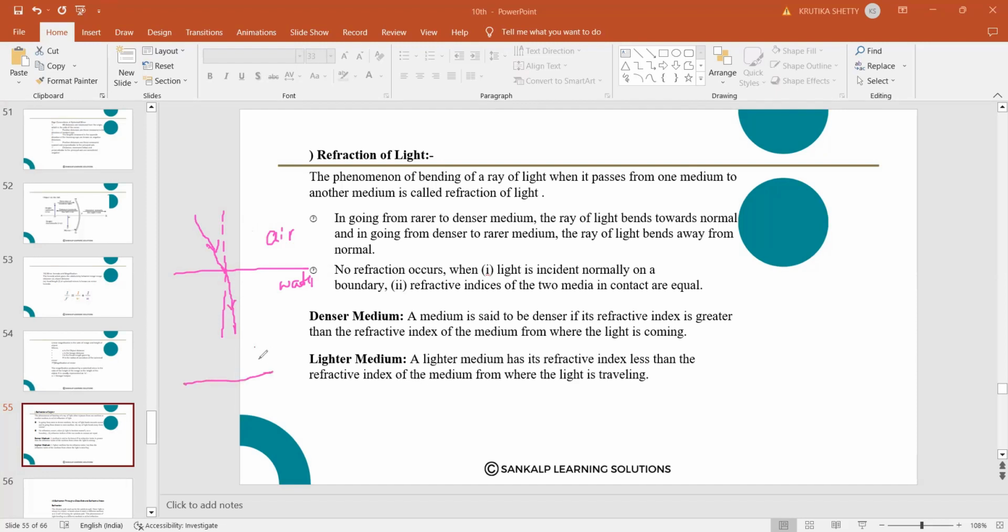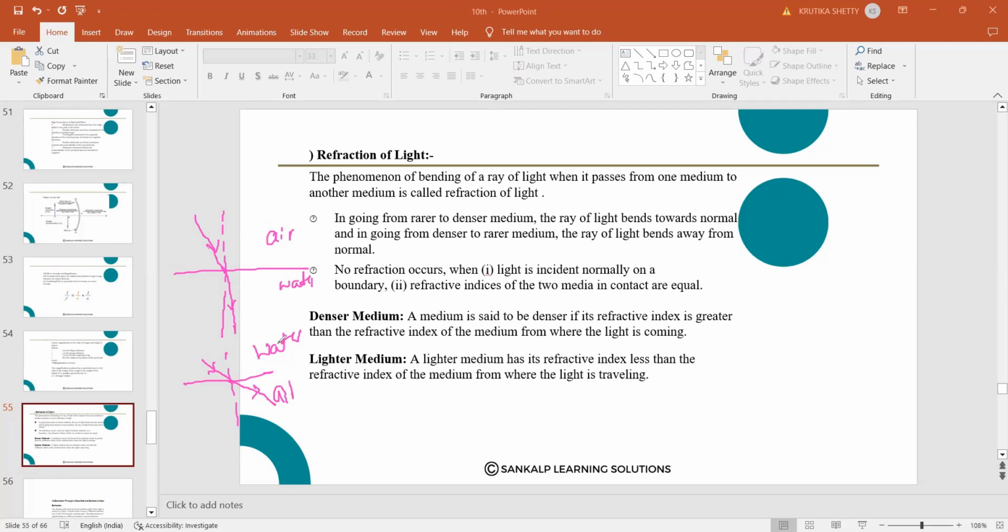Suppose it is traveling from water to air medium. So this is my incident ray. When it is traveling from water to air medium, it will bend away from the normal. So the light will show this phenomenon when it is traveling from one medium to the other medium. It will change the direction of propagation. When it is moving from air to water, it is bending towards the normal, and when it is moving from water to air, it will bend away from the normal.